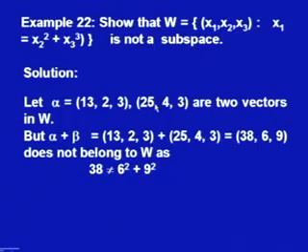Now, this is a usual way to show that a set is not a subspace. If you have to show that a set is a subspace, then you have to consider C alpha plus beta and try to show that C alpha plus beta also belongs to W. But if you have to show that it is not a subspace, then we will take some typical examples which show that C alpha plus beta is not belonging to W. So, this one simple example is enough to show that W is not a subspace.